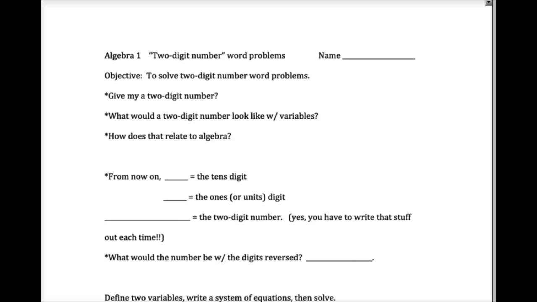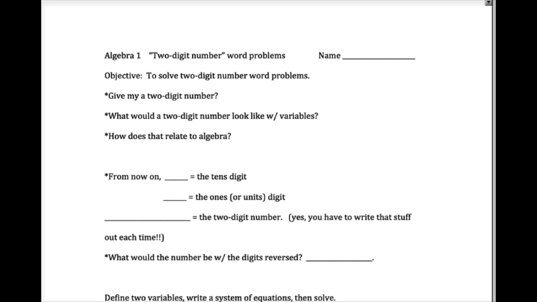All right, two-digit number word problems. These are very specific. We're going to solve two-digit number word problems today, and you're going to see that it has a lot to do with what we did over the last thing, as far as writing the equations.